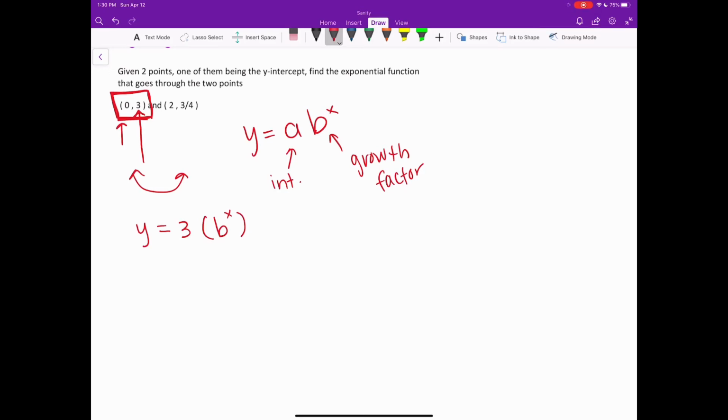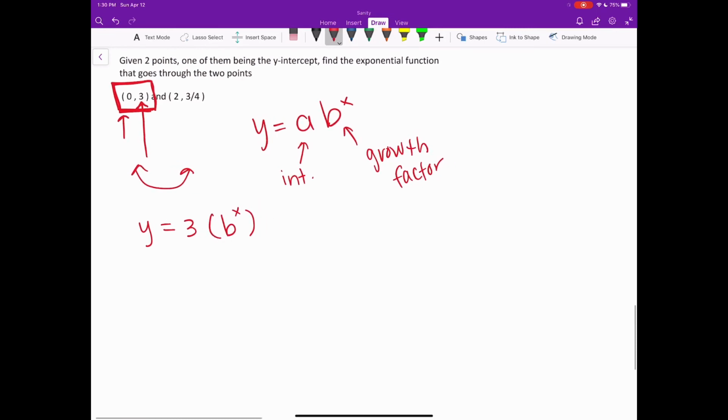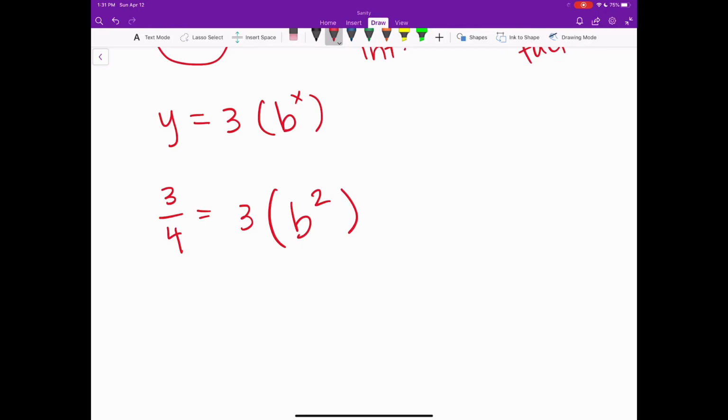Next step was to plug the second point in and see if we can solve for b. We're going to have to use some square roots or third roots, right? So I'm going to plug my second point in. My second point is 2, 3/4. So my x value is going to be my exponent, and my y value, 3/4, is going to be my y value right here. So I've got 3/4 equals 3 times b to the power of 2. All right, so I've just plugged that point in, and now I have this.